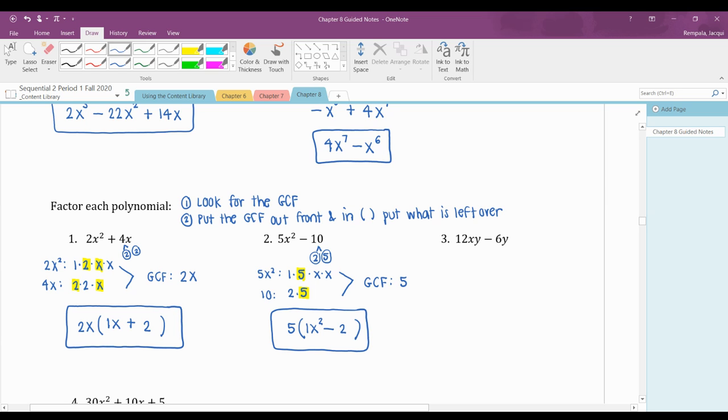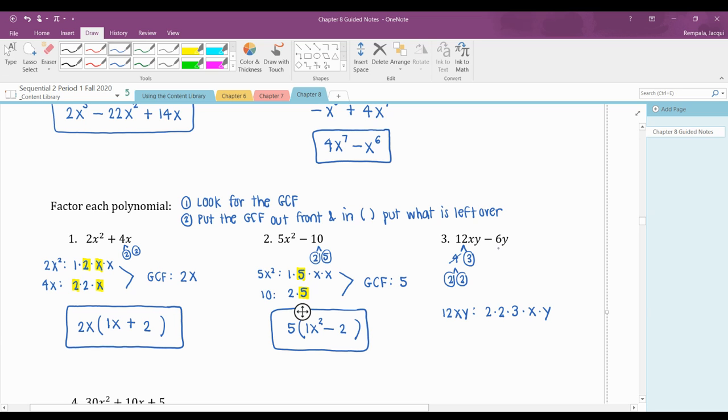If we look at this third problem, we've got 12xy minus 6y. 12 can get broken up multiple ways. One of the ways is 4 times 3. 3 can't get broken up, but 4 can. That's 2 times 2. So because the 4 got broken up, I'm not including that. So if I'm thinking about 12xy, I know that my numbers are 2 times 2 times 3. Those are the numbers that multiply to get me 12. And then there's an x and there's a y.